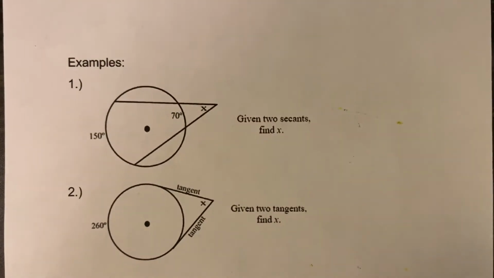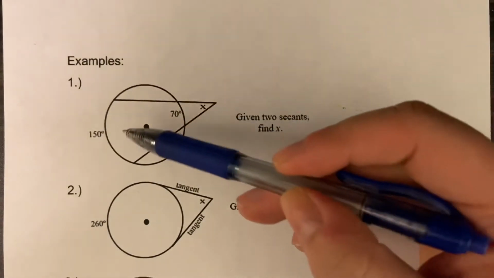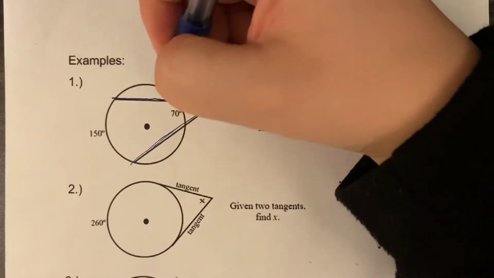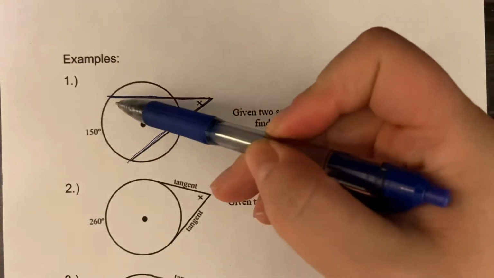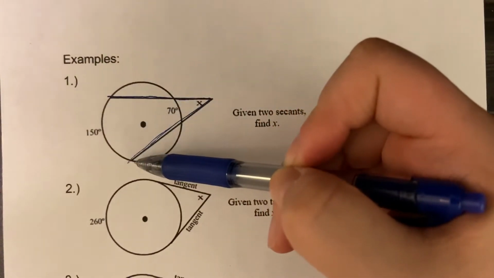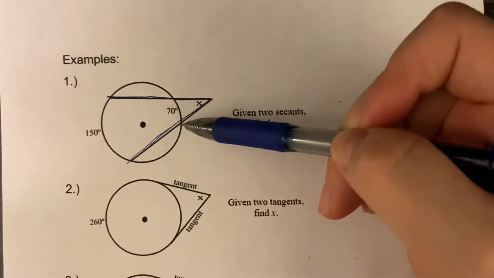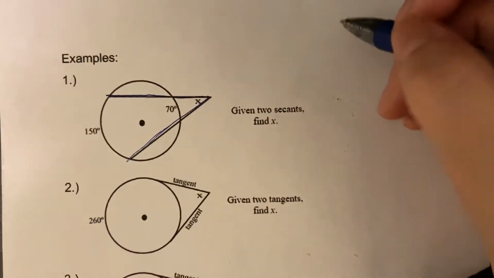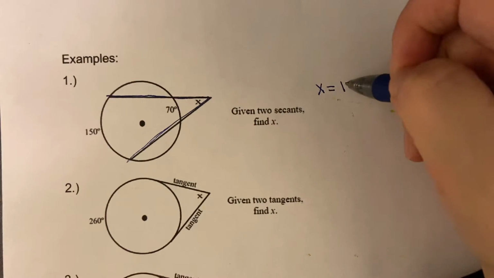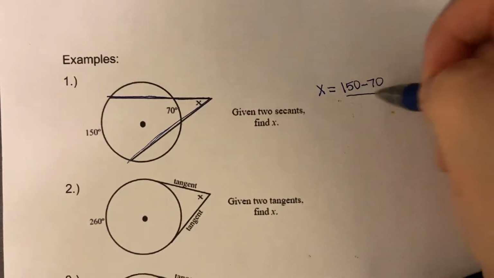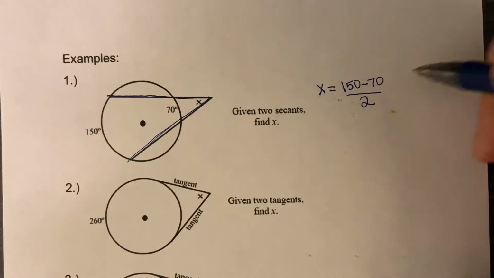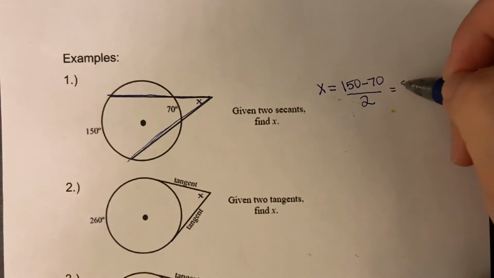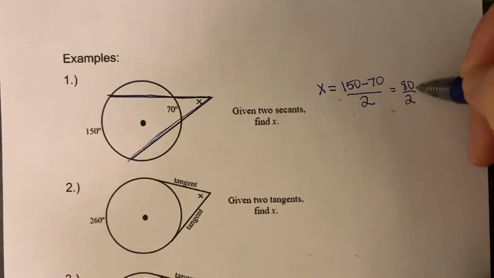For this example, same thing. You're going to look at the angle. Here's the angle. I'm just going to trace it with my pen this time. Our major arc is going to be this arc right here. So it's that 150 minus the 70, divide what you get by 2, and that's going to be the outside angle. So x is equal to 150 minus 70 divided by 2. When you simplify this, figure out the top first. 150 minus 70 is just 80. Once you finish that, divide by 2.